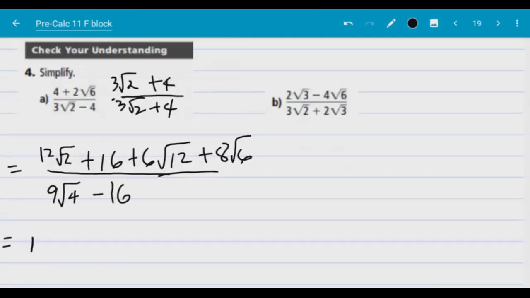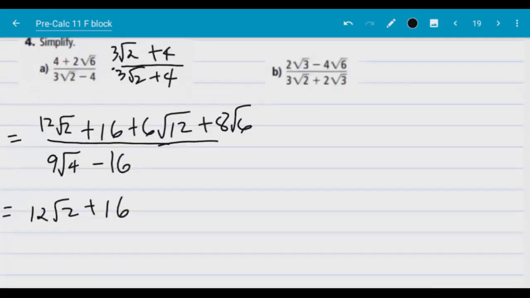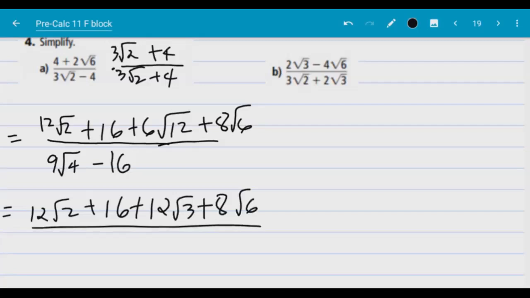12 root of 2 is just 12 root of 2. 16 is just 16. 6 root of 12 is going to be 6 times the root of 4 times 3. 12 is 4 times 3, right? Now, 4 has a square root, which means you can take it out. You multiply it by the 6 here, so that means 6 times 2 is 12. 12 root of 3 plus 8 root of 6. 9 root of 4 is just 2 times 9, which is 18, minus 16. Okay?